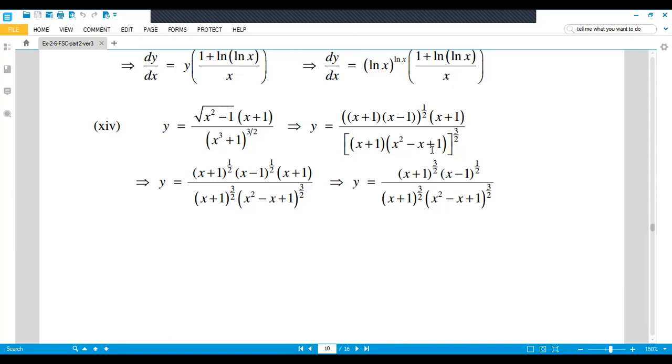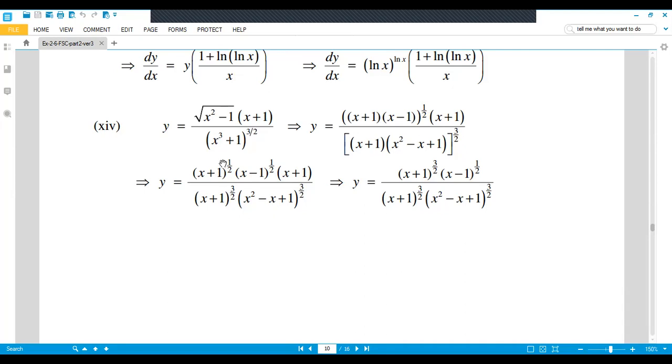This formula you study from class 8th, class 9th, and it is repeated again and again. So this cube formula we apply here. Here this 1 over 2 power will come on x plus 1 and also on x minus 1. And this power 3 over 2 will come on the first value and then on the second value.